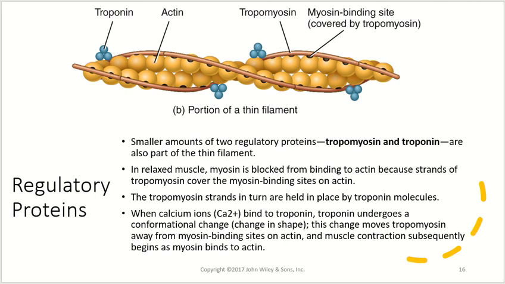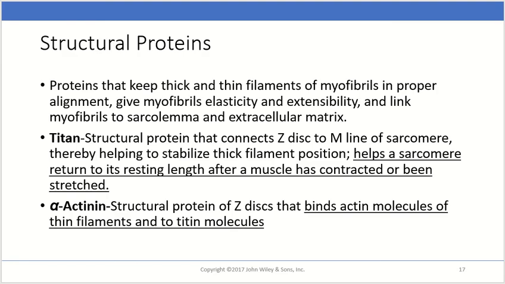So those are two very important proteins there. We then have our structural proteins. These are proteins that are going to help keep the thick and the thin filaments of our myofibrils in proper alignment. And they're going to give myofibrils their elasticity and extensibility. And they're also going to link the myofibrils to the sarcolemma and the extracellular matrix.